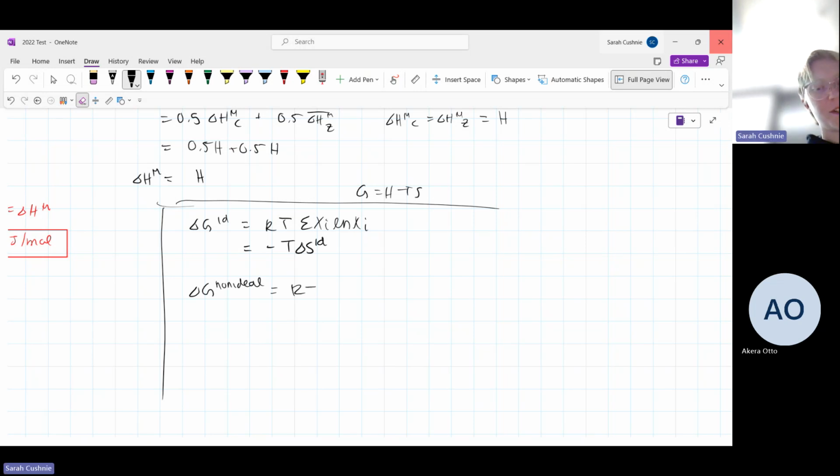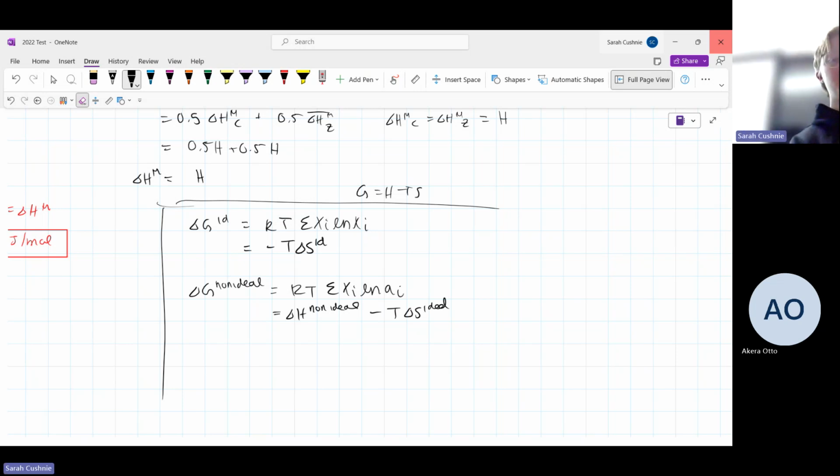This is equal to RT times the sum of X_i ln activity of i, which is equal to delta H non-ideal minus T delta S ideal. So what we can think about here is that this entropy term is the ideal component. That means that all of the non-idealness of our system is coming from delta H. So anything that's non-ideal in a system is correlated to the enthalpy of mixing.